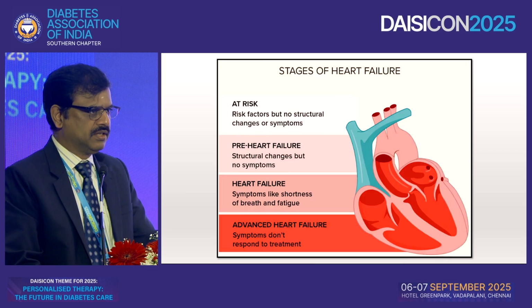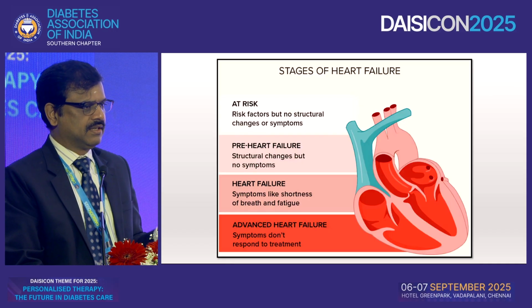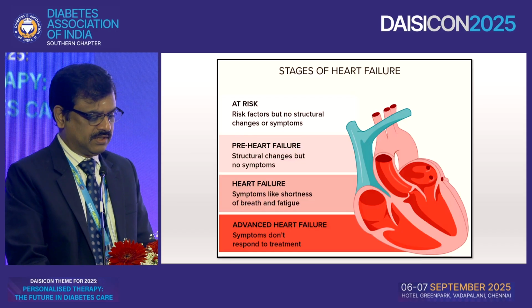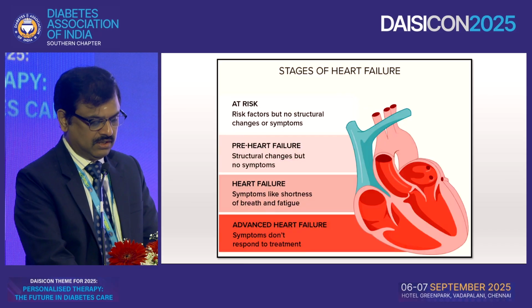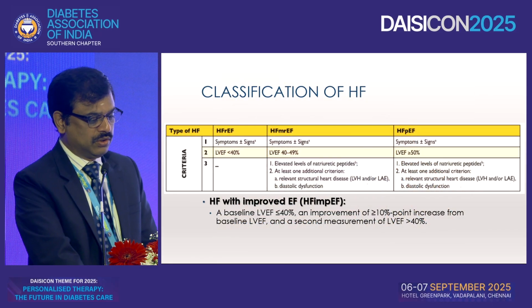There are structural changes without any symptoms. And heart failure stage 3 is with symptoms. So at risk is stage 1, structural changes is stage 2, and symptomatic heart failure carries stage 3, and advanced is refractory to guideline directed therapy, where it requires instrumental assistance to improve the EF.